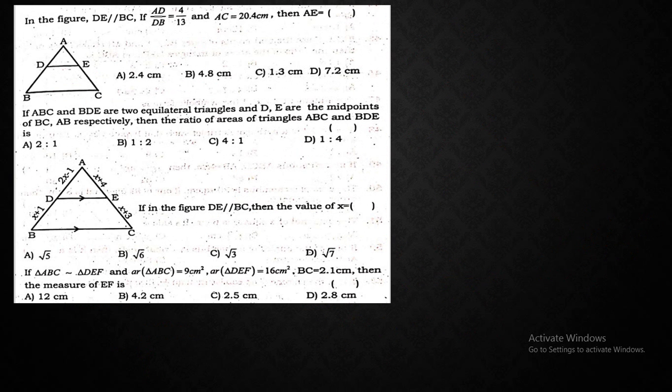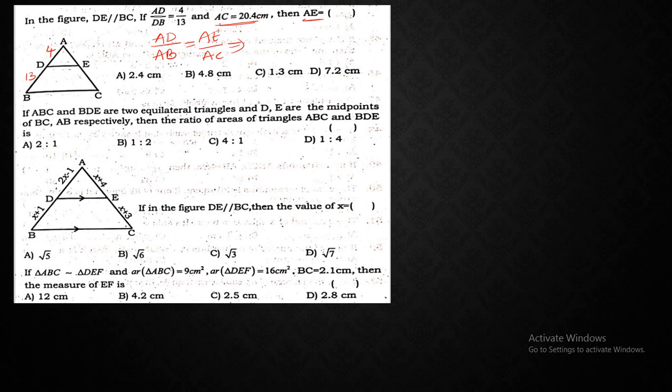So what he has given, AD by DB. So AD is 4, DB is 13. Now AC is given as 20.4. So what is he asking? He is asking to find out the value of AE. So since we need AE value and he has given AC value, right? So from this I can directly use Thales theorem. So directly I am taking AB because AC is given, no? So AD by AB is equal to AE by AC.